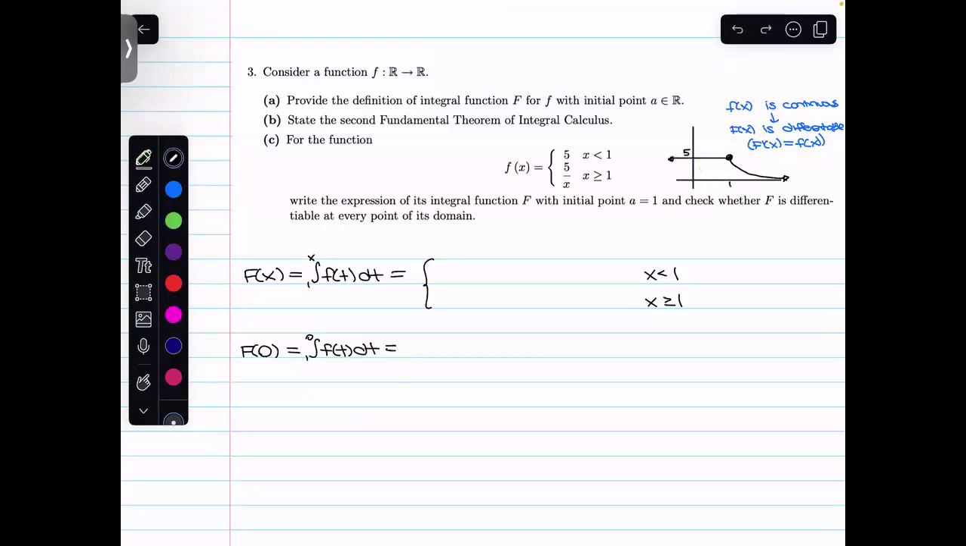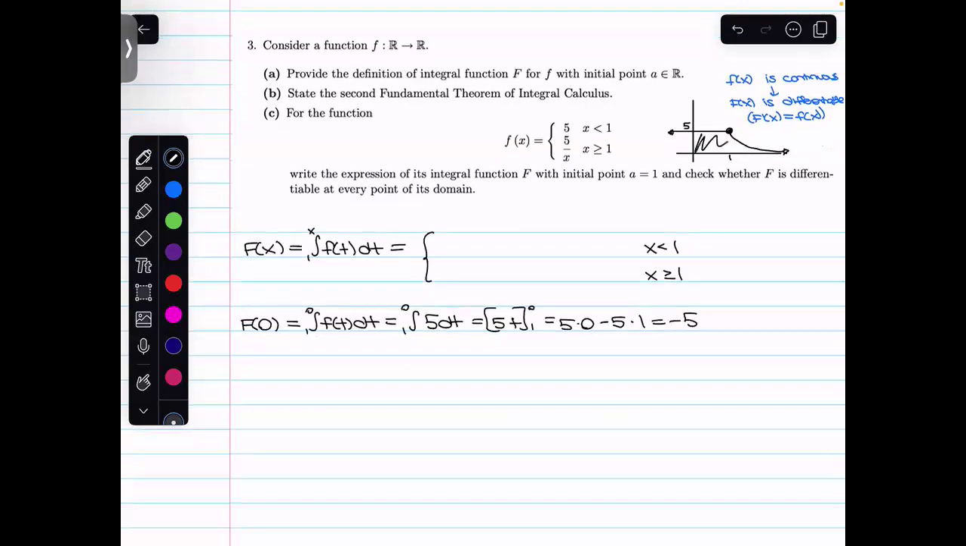So in my example, we have to integrate 5 from 1 to 0. And so that would become 5t from 1 to 0, which is just going to be 5 times 0 minus 5 times 1. And notice how it's negative as expected, because if you had gone from 0 to 1, it would be positive since it's above the x-axis, and now it switches.